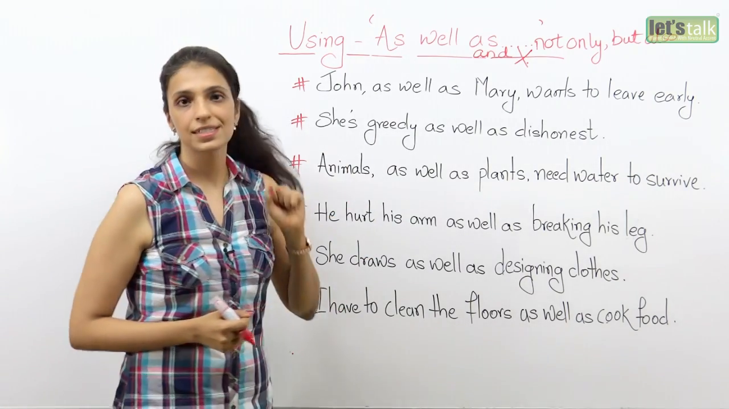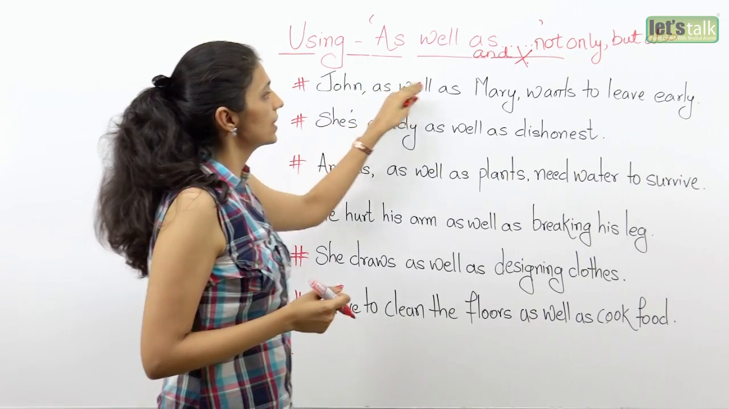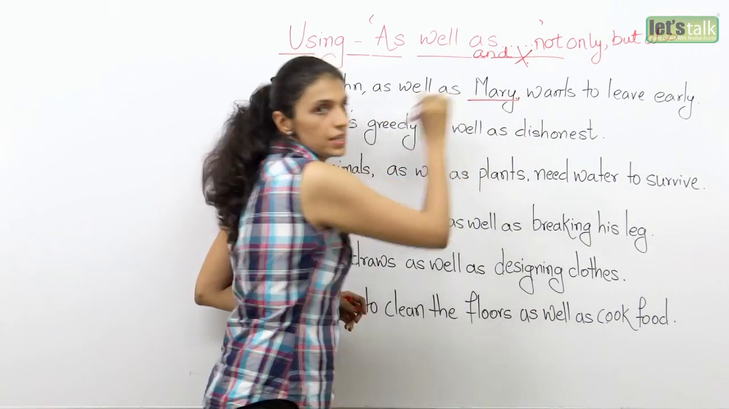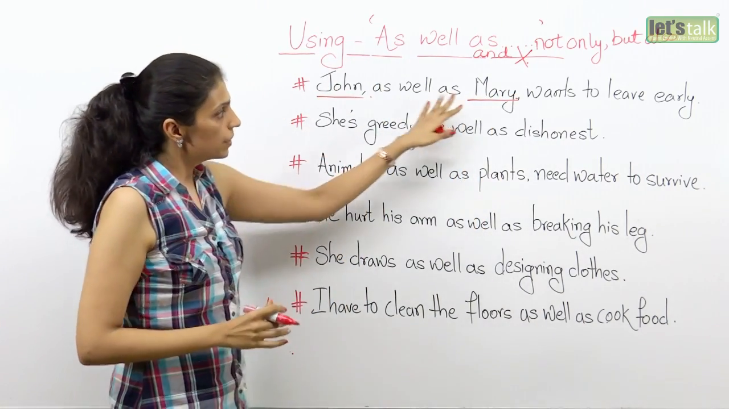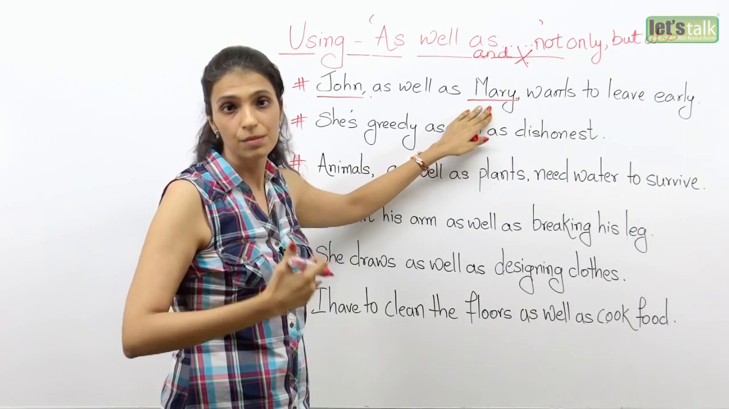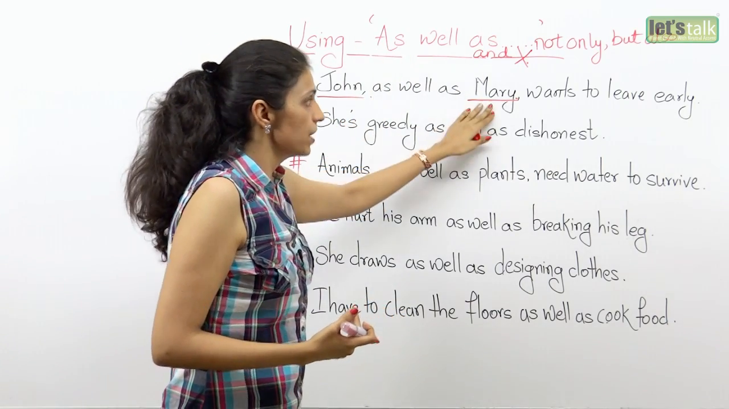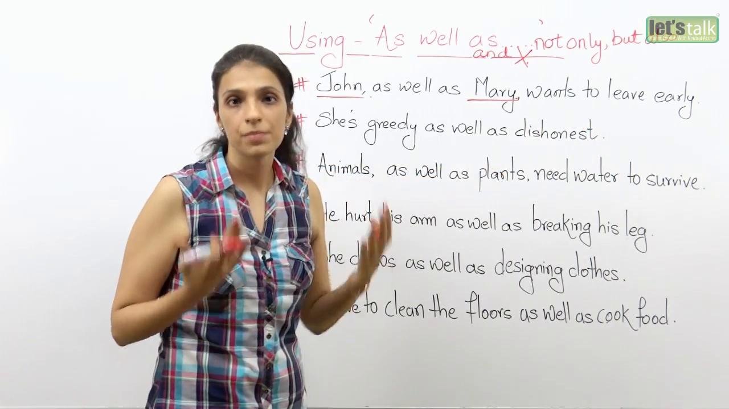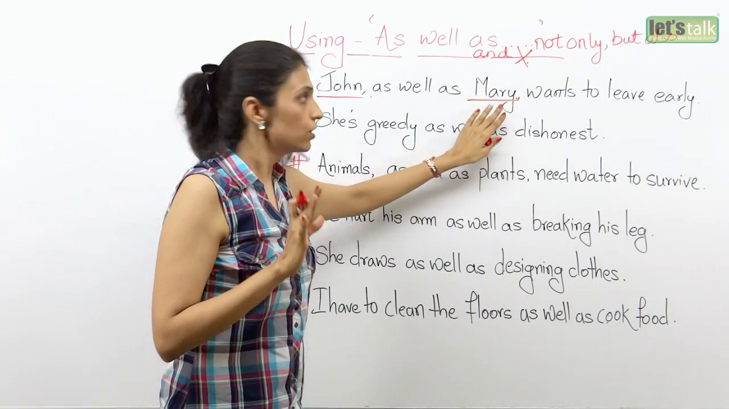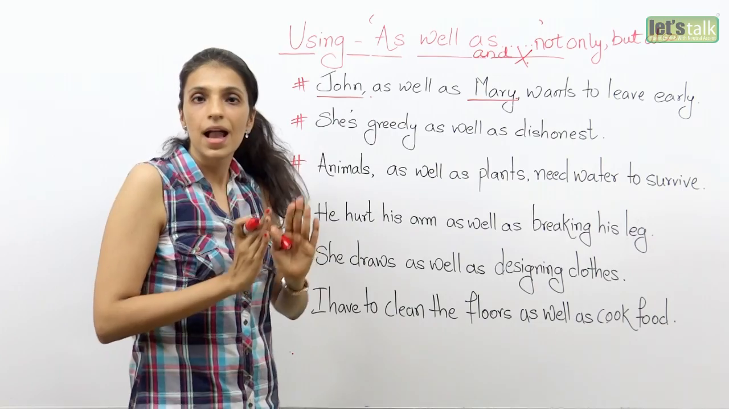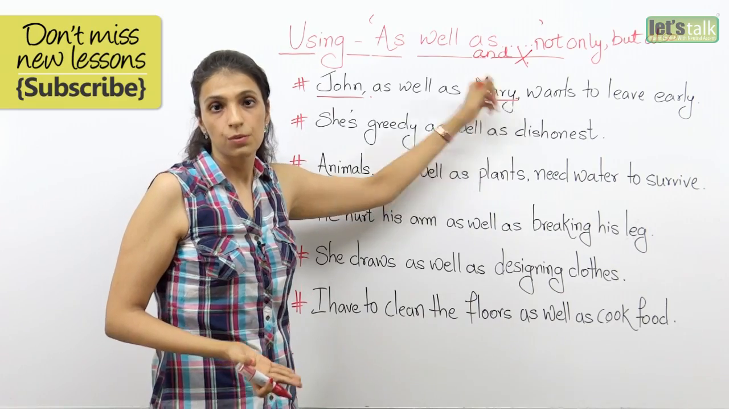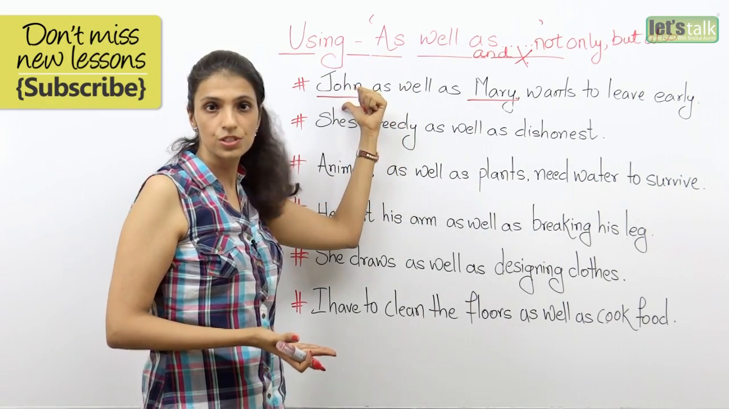Now in my first sentence, "John as well as Mary wants to leave early." It means not only Mary but also John. Maybe Mary has already taken leave and her leave is approved, but now I tell my boss, John as well as Mary wants to leave early. What I mean is, he knows the fact that Mary is leaving early, but not only Mary, but also John. I am adding some information to the fact that Mary wants to leave early. So John also wants to leave early.